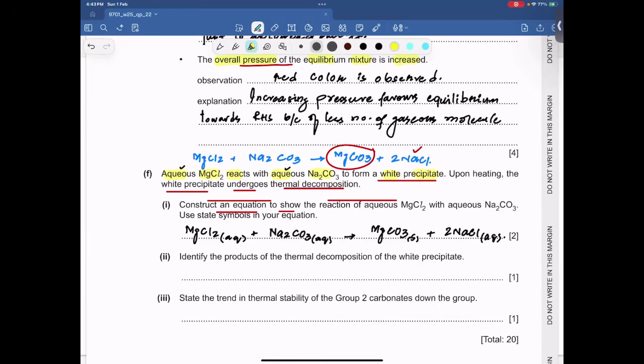Identify the products of the thermal decomposition of the white precipitate. When magnesium carbonate is decomposed on heating, delta is the heating sign. It will turn to magnesium oxide and carbon dioxide. So the products of the thermal decomposition are going to be magnesium oxide and carbon dioxide.